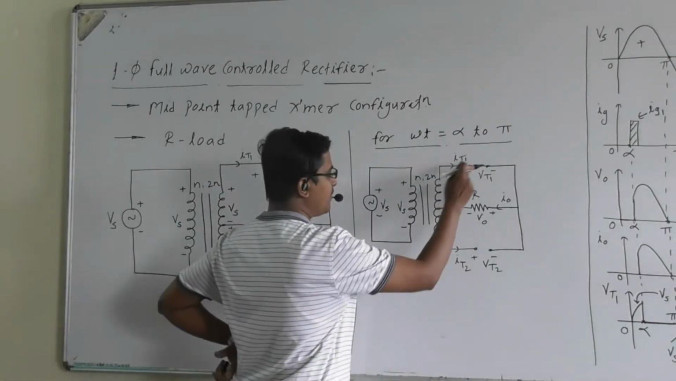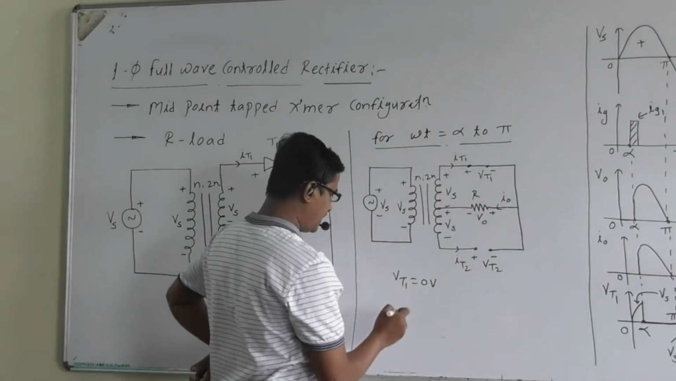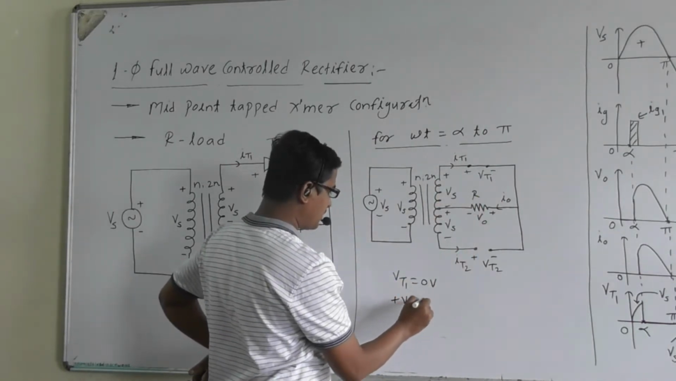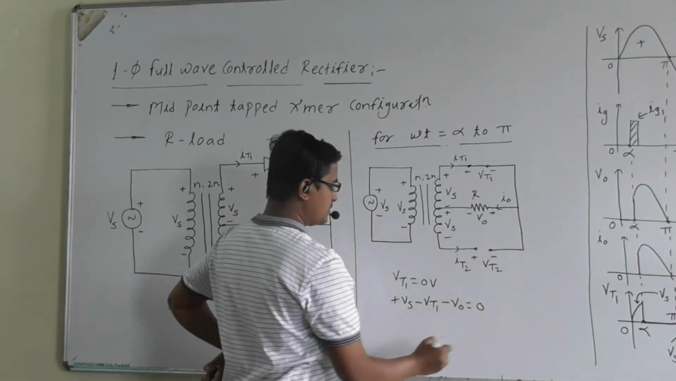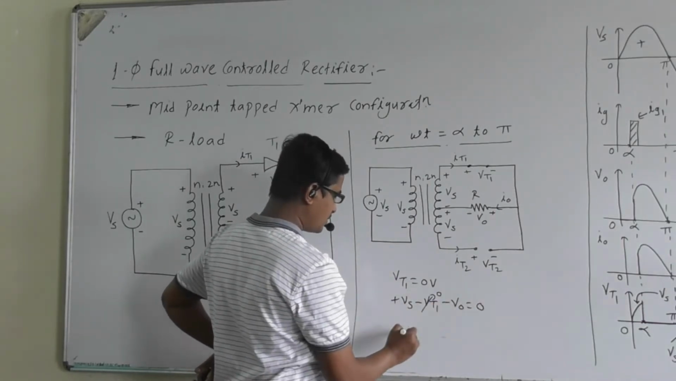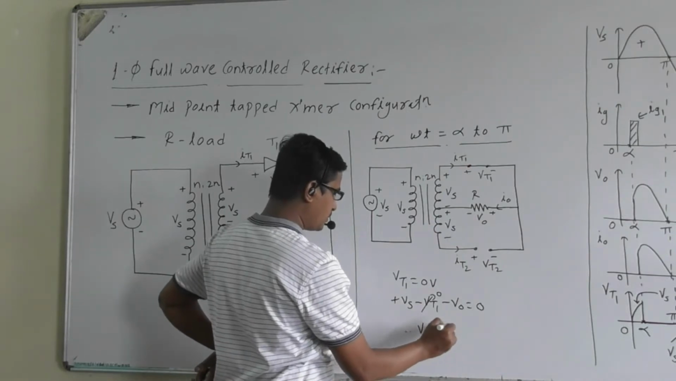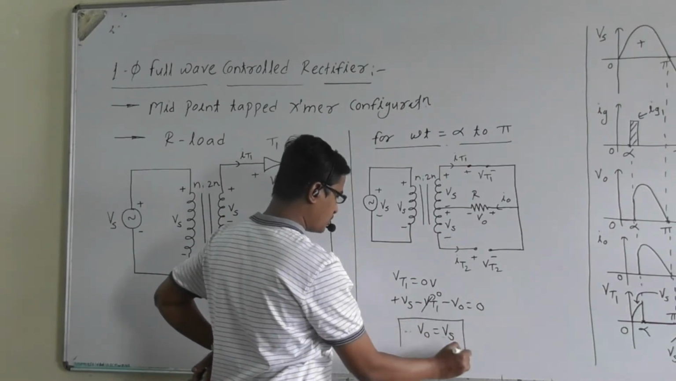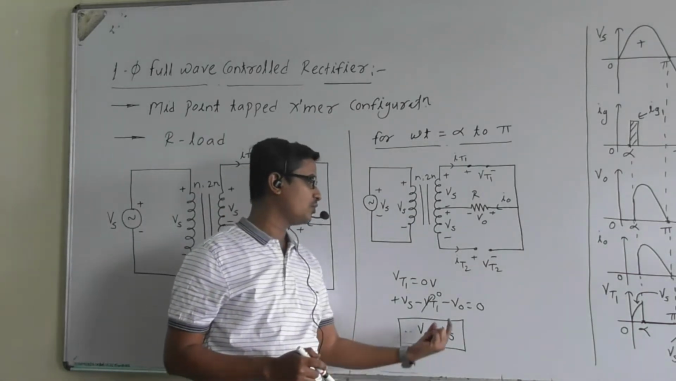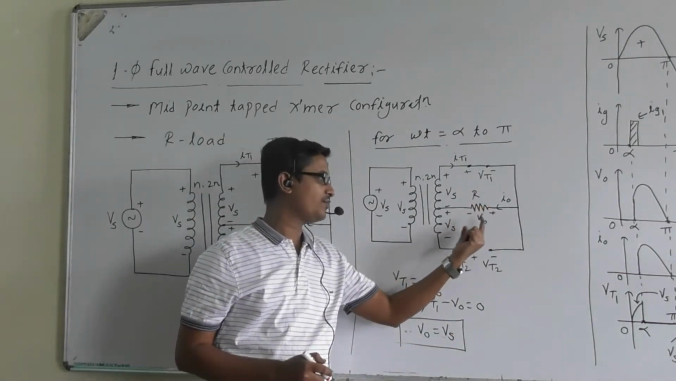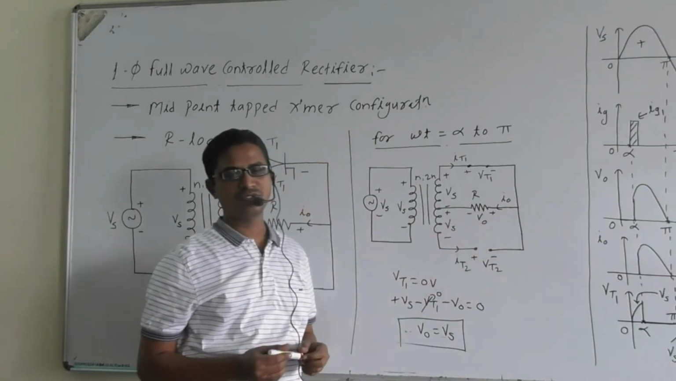Next, can we apply KVL to the upper loop? It is like plus Vs minus Vt1 minus V0 is equal to 0. Out of this, Vt1 is 0. So what is V0? V0 is equal to Vs. Very important: thyristor T1 is in the on state and V0 is the same as the supply voltage. V0 is equal to Vs, right?